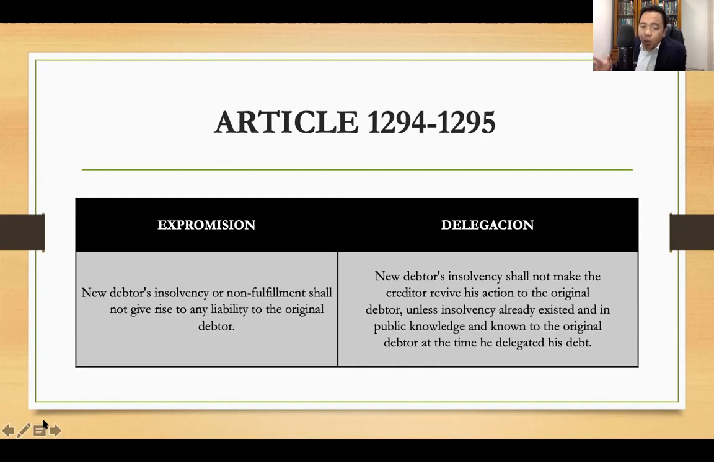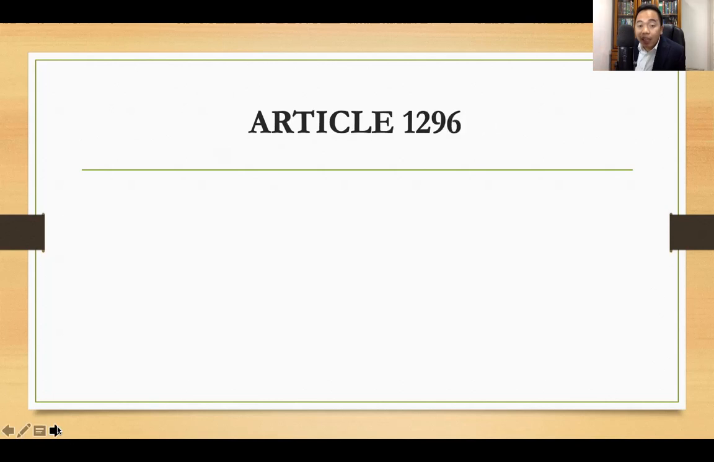In delegation, wherein the debtor initiates the substitution, there is absolute reimbursement and right of subrogation. Now, if the new debtor becomes insolvent, it will not make the creditor revive his action against the original debtor unless insolvency existed and was public knowledge and known to the original debtor at that time he delegated his debt. Take note of this distinction. Very important.